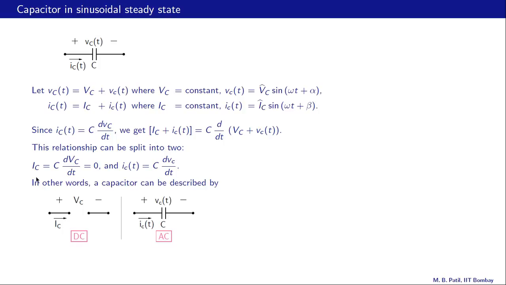And what does this correspond to? This is saying that the DC current is 0. So that means in the DC situation, the capacitor is an open circuit, not surprising. And in the AC situation or the sinusoidal situation, we have the same equation as we would have for the total instantaneous quantities. So the capacitor in this situation, in the AC situation, looks like a capacitor.